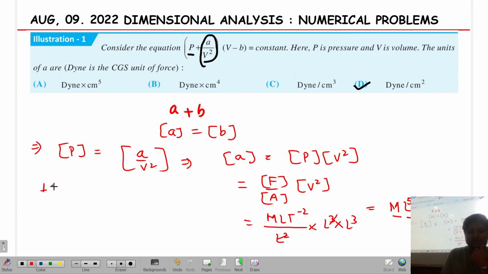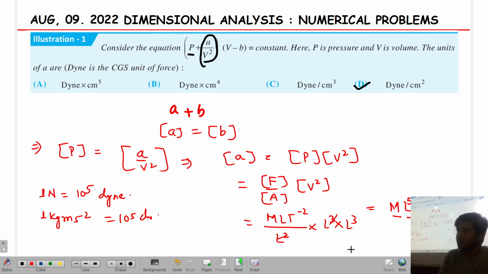What is one dyne? 1 Newton is equal to 10 to the power of 5 dynes, yes or no? Now, 1 Newton means 1 kg meter per second square, and that is equal to 10 to the power of 5 dynes. Yes or no?